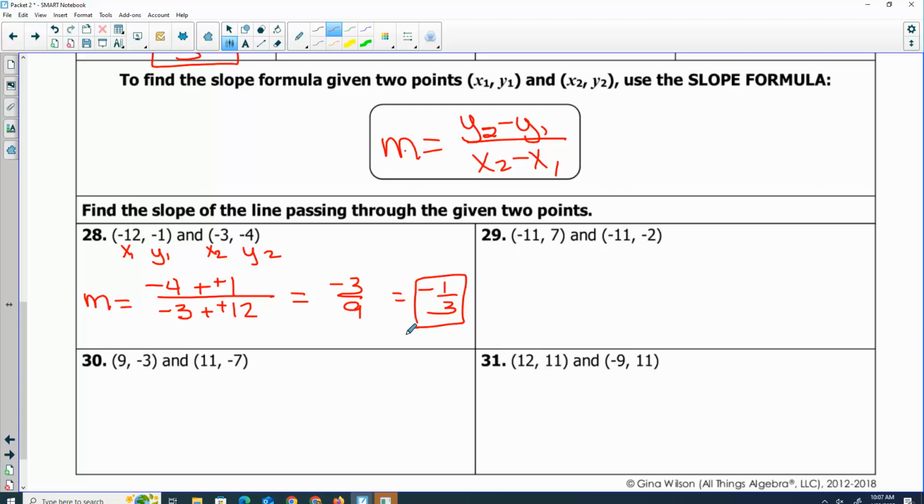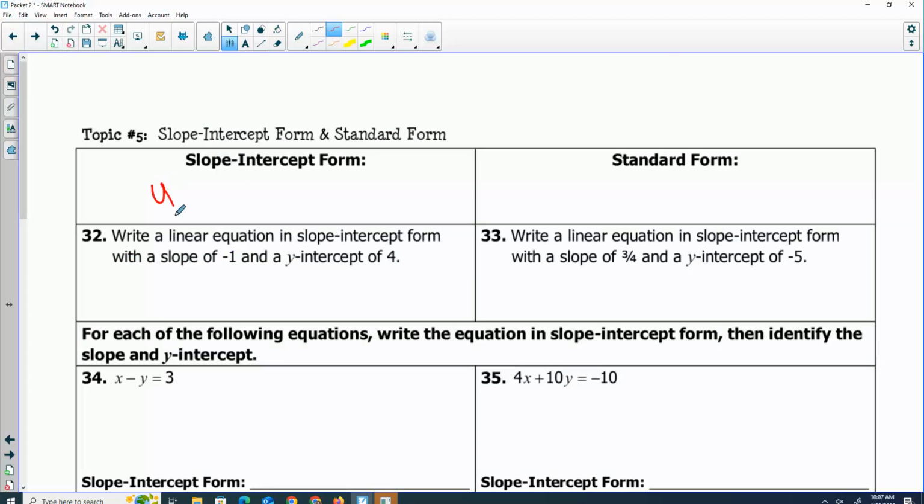So the last few things we're doing are just talking about lines. I want to jump to problem 32. Remember when we wrote equations? Slope-intercept, y equals mx plus b. Standard form, we didn't see it as much. Sometimes things were written like that, ax plus by equals c. Anytime we had something in standard form, we just rewrote it so it wasn't.